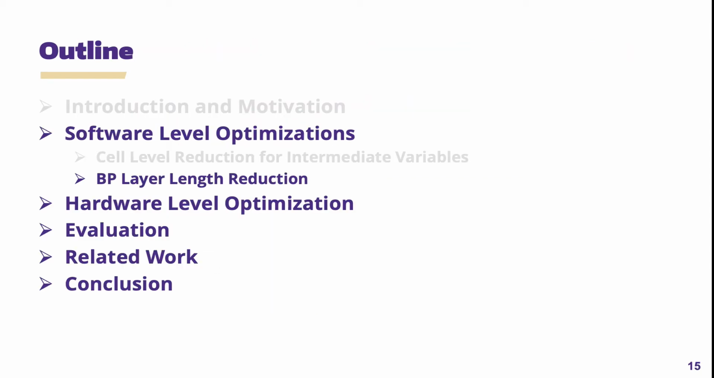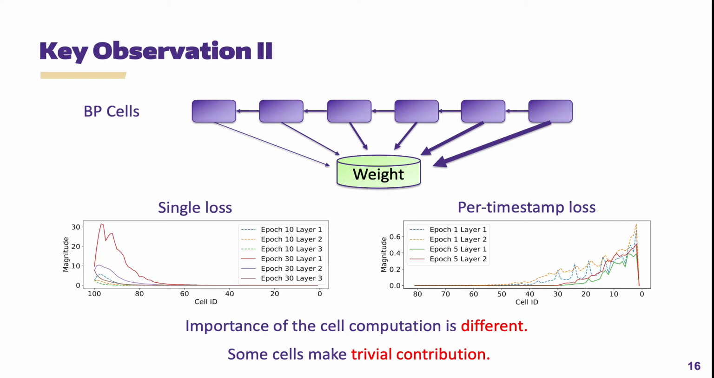In addition to the cell level reduction, we propose to reduce the BP layer length as well. We have another key observation that the contributions to the computation are different across the cells. In other words, some cells are more important than others. The importance is evaluated by the weight gradients distribution, because all the BP cells in the same layer contribute to updating the same weight matrices.